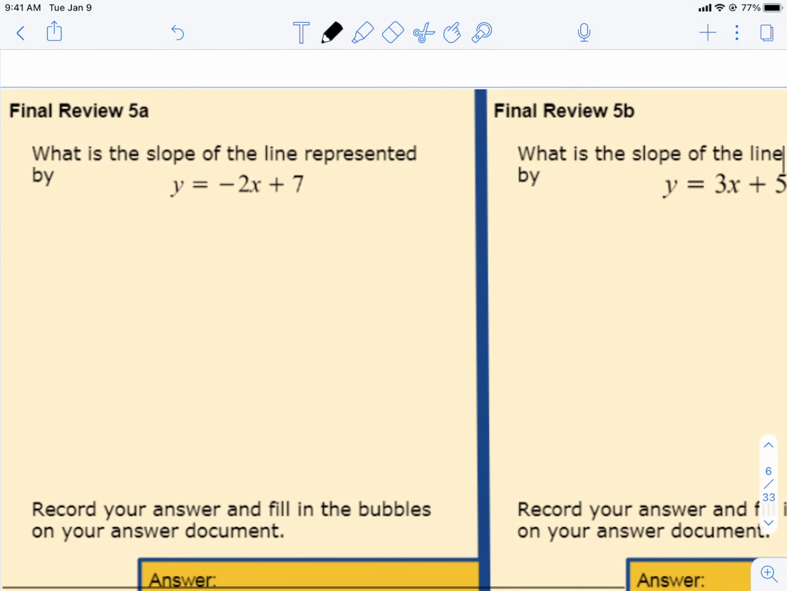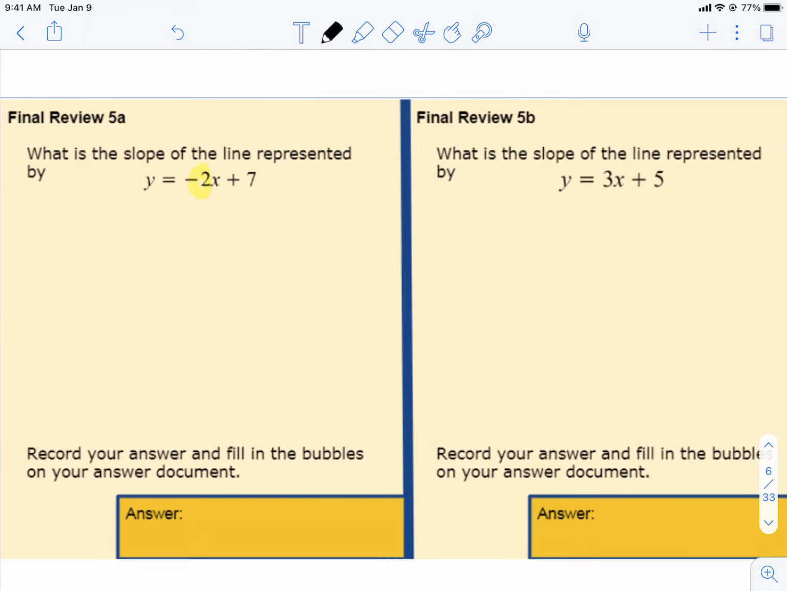Okay. Looking at the next one, what is the slope of the line represented? It's in slope-intercept form, so it's just the number in front of x. So we get negative 2. I think some of us might have overthought this question. 5b, what is the slope of the line represented by y equals 3x plus 5? Again, it's in slope-intercept form, so my slope is just 3.